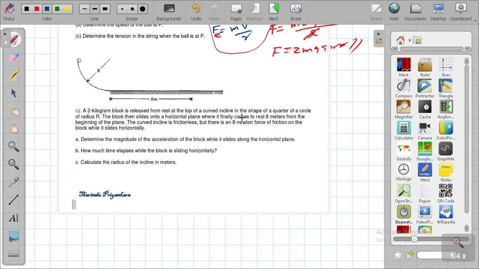So 8 Newton, we know the mass. So F equals ma is the force. So F is known. What is it? 8 Newton. M is 2 kilogram. Acceleration is very easy: 4 m/s squared. How much time elapsed while the block is sliding horizontally? So we know the acceleration, it is a deceleration because it's a retardation.